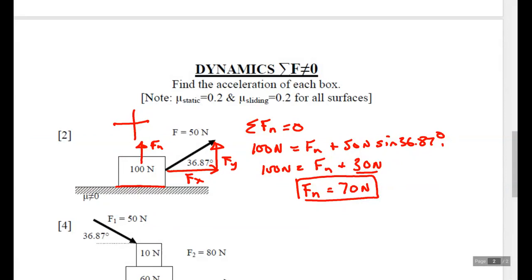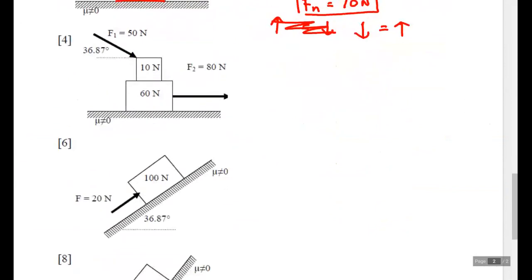It's just, once again, ups equal the downs. I think I got it exactly wrong. The downs equal the ups. The normal is an up, and the vertical component is an up, and the weight is a down. And so that's how we do it. I think I'll skip the next one. Now let's look over here.